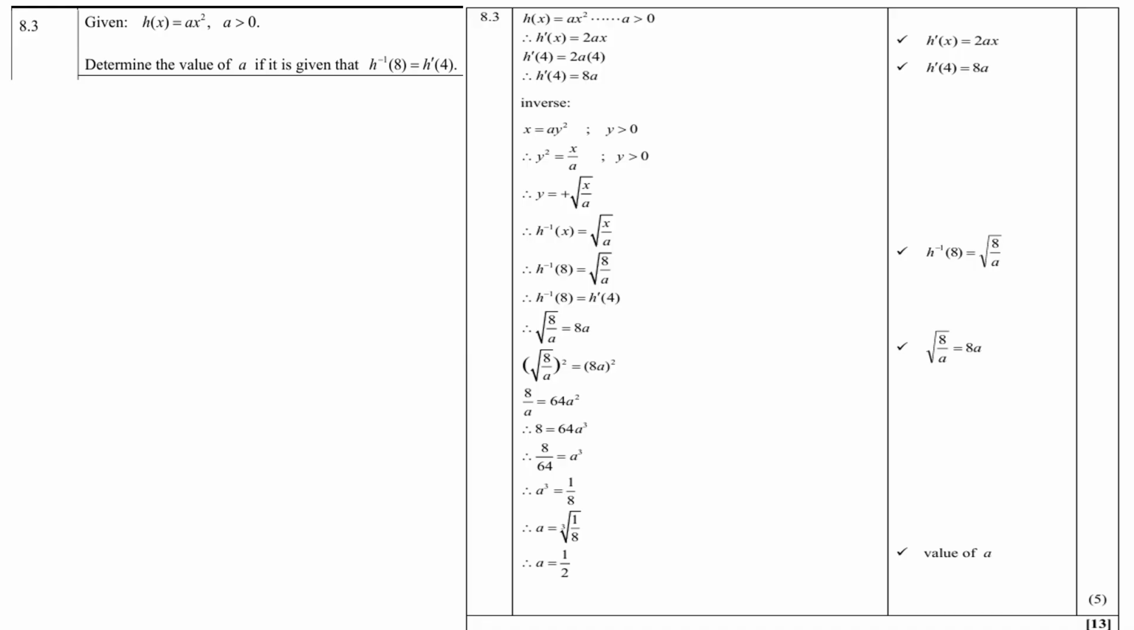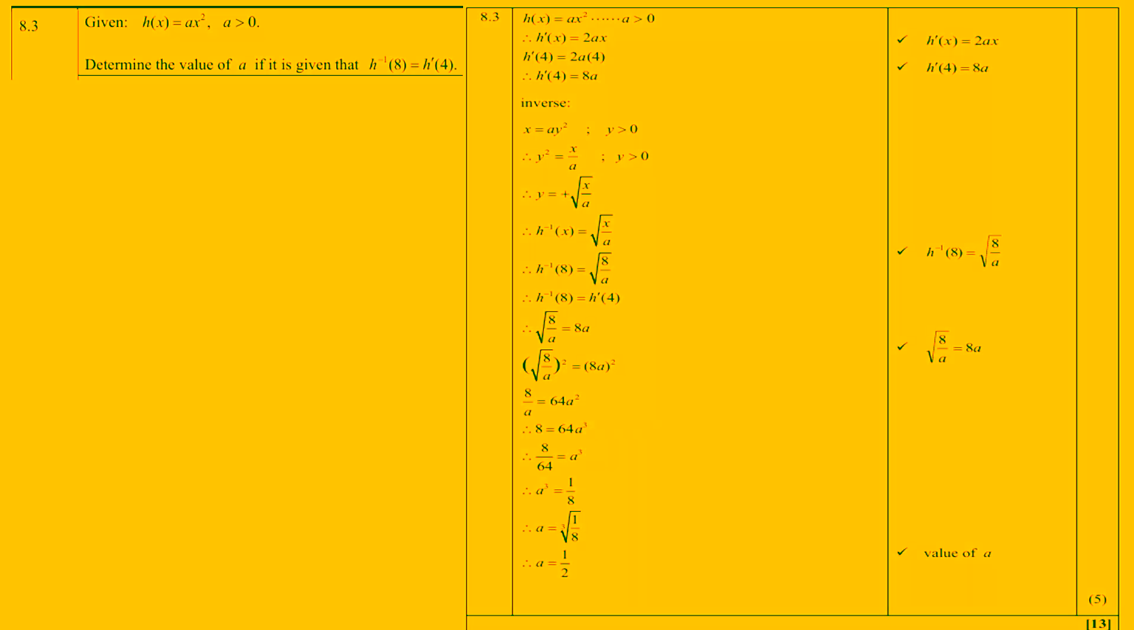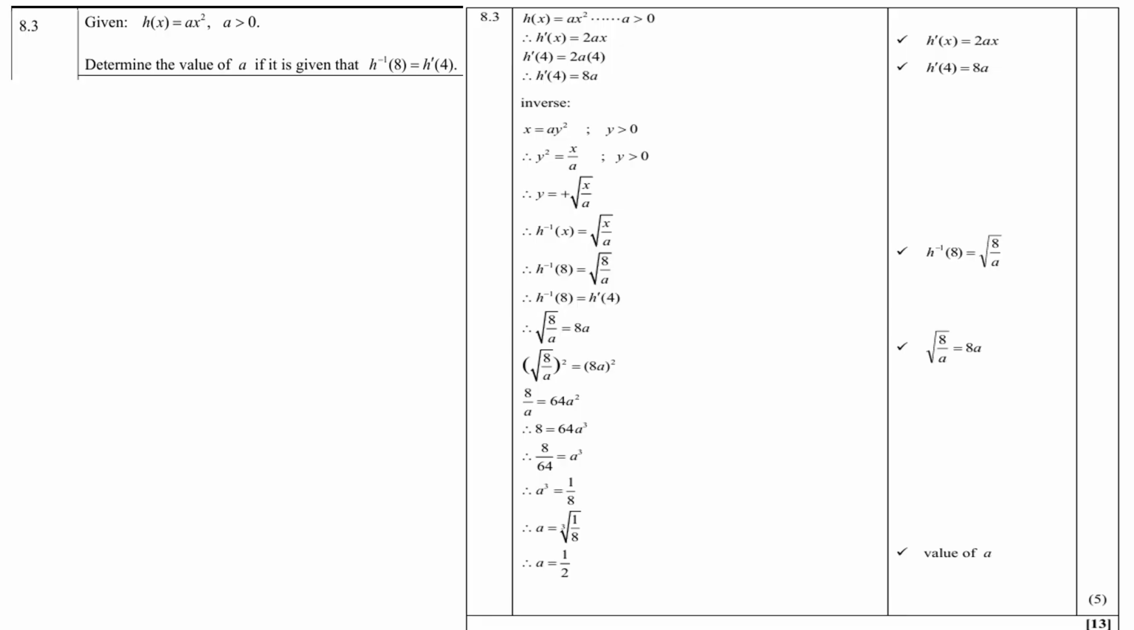Remember, they say they are equal. So therefore, 8a is equal to the square root of 8 over a. Then the rest will be algebra. Square both sides to get rid of the square root. Then you get 64a squared equals 8 over a. Then of course try to make a the subject. And then you end up with a cubed equals 1/8. Then, of course, the cube root of 1/8 is a half.